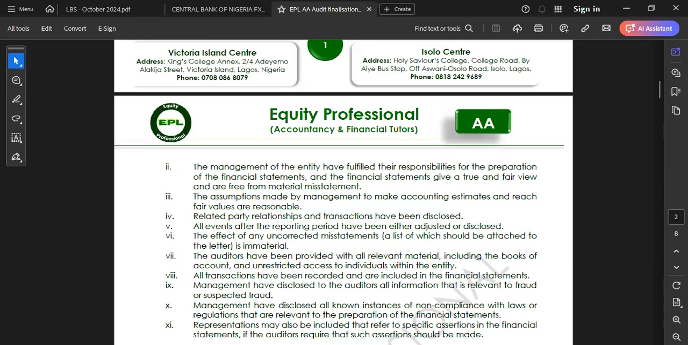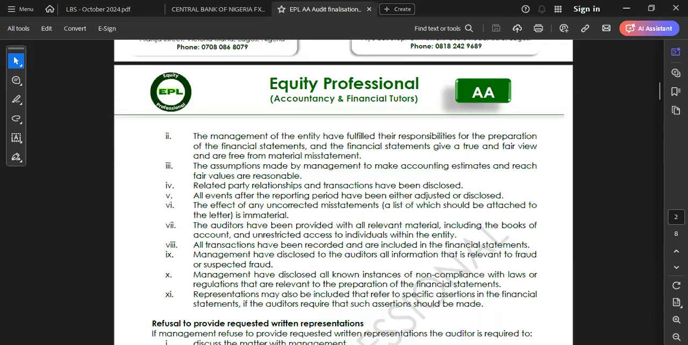Then the effect of any uncorrected misstatement. When we talk about misstatements, these are errors and omissions. So the effect of any uncorrected misstatement that seems to be immaterial. We all know about materiality. Most times auditors will focus on materiality. What is material in this instance? Even management have their materiality threshold. So anything that falls below, they might not necessarily have to correct it, but they should state it clearly. They will state it in the disclosure part of the financial statement, and they should also state it in the letter of representation being issued to the auditors.